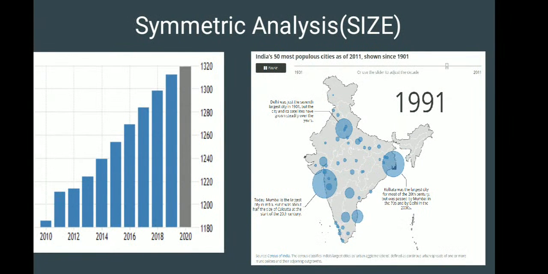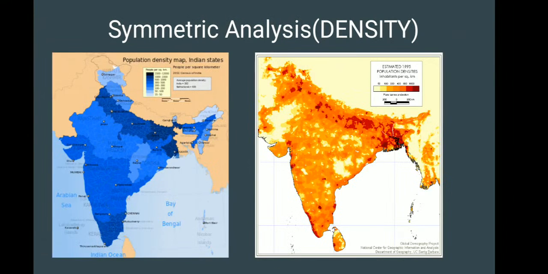You can see India, the 50 most populated countries, and you can observe this graph. So you can study this graph, right? This is about symmetric analysis. That's why it is being followed. Next, exactly what we have seen in size, now we are going to see in density. So this is what happened.